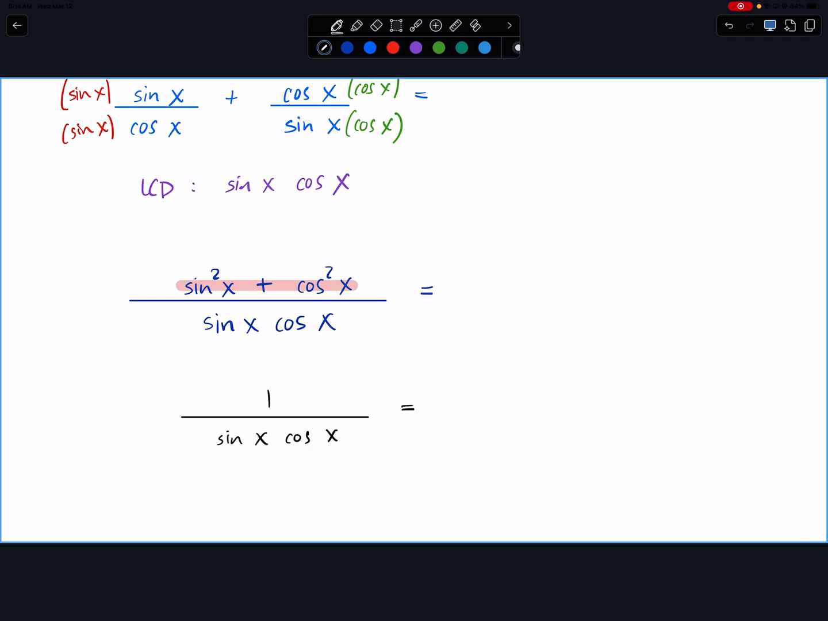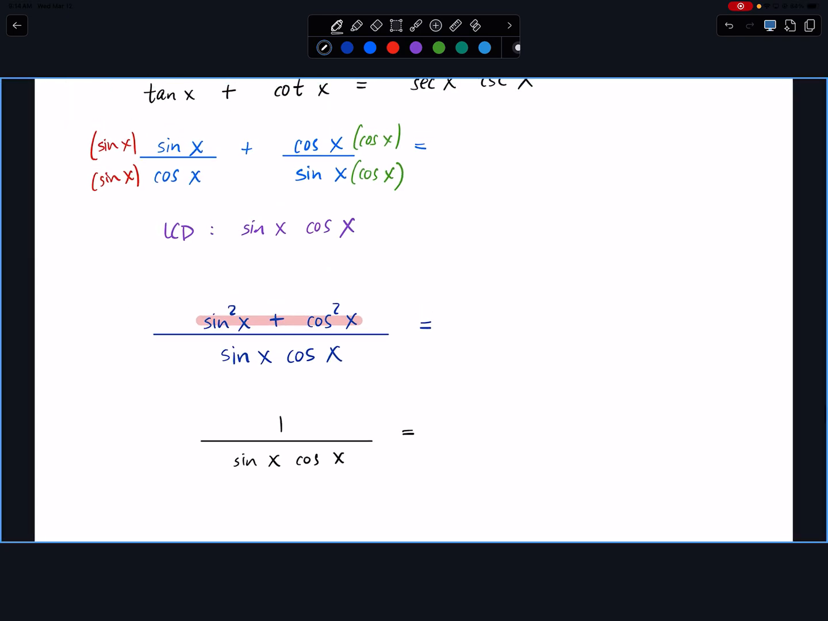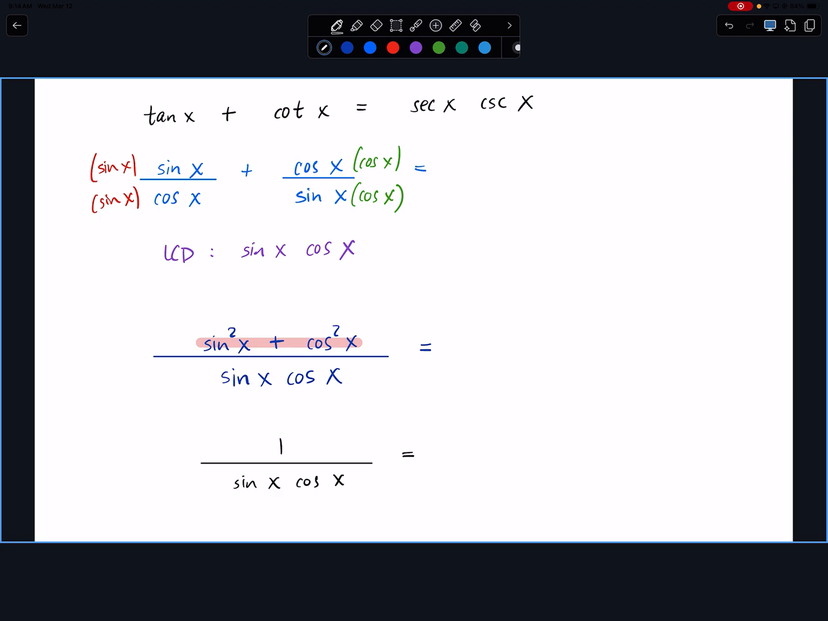All right. How in the world does that help me? Well, if I look at my goal, we know this is the same thing as 1 over sine, and this is 1 over cosine, right? And what am I doing with those? I am multiplying them.